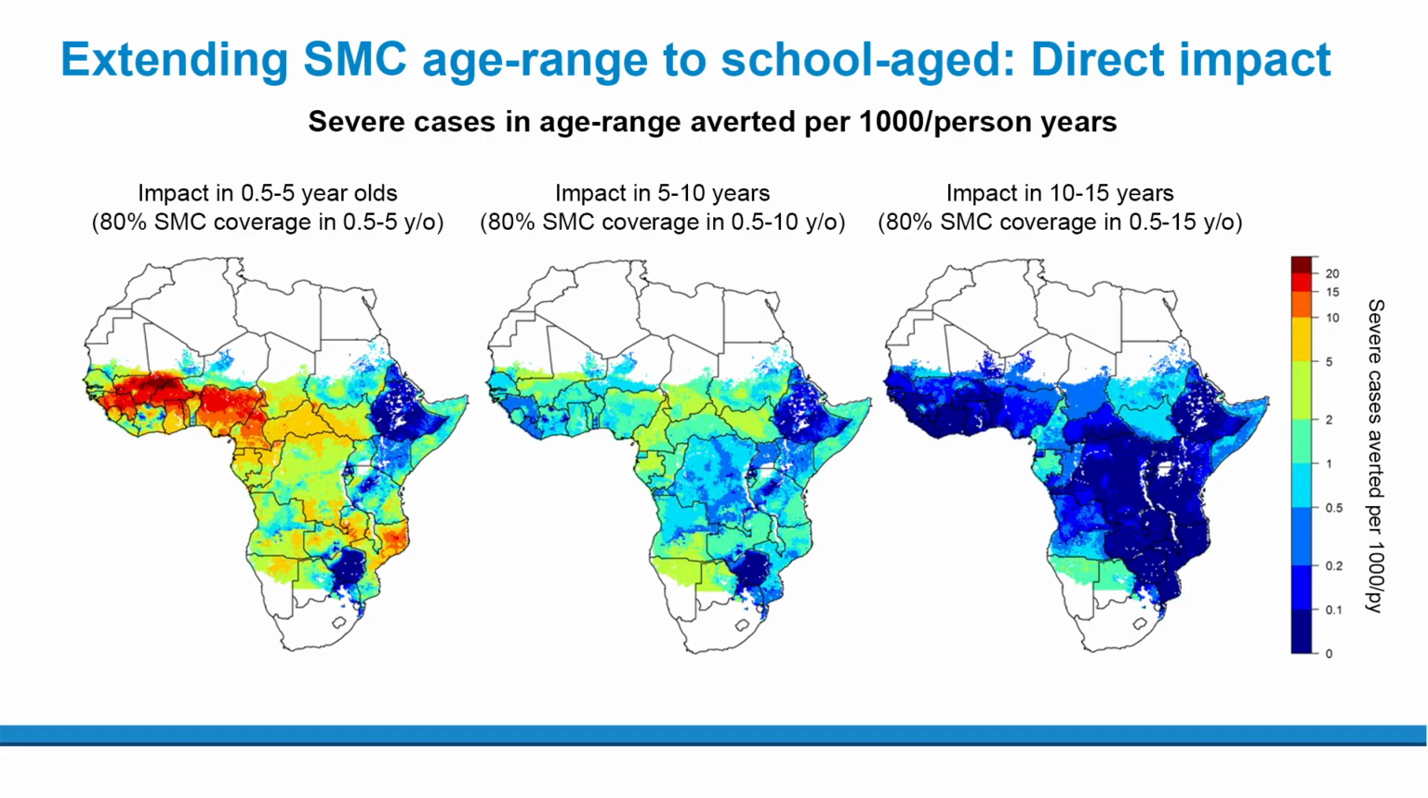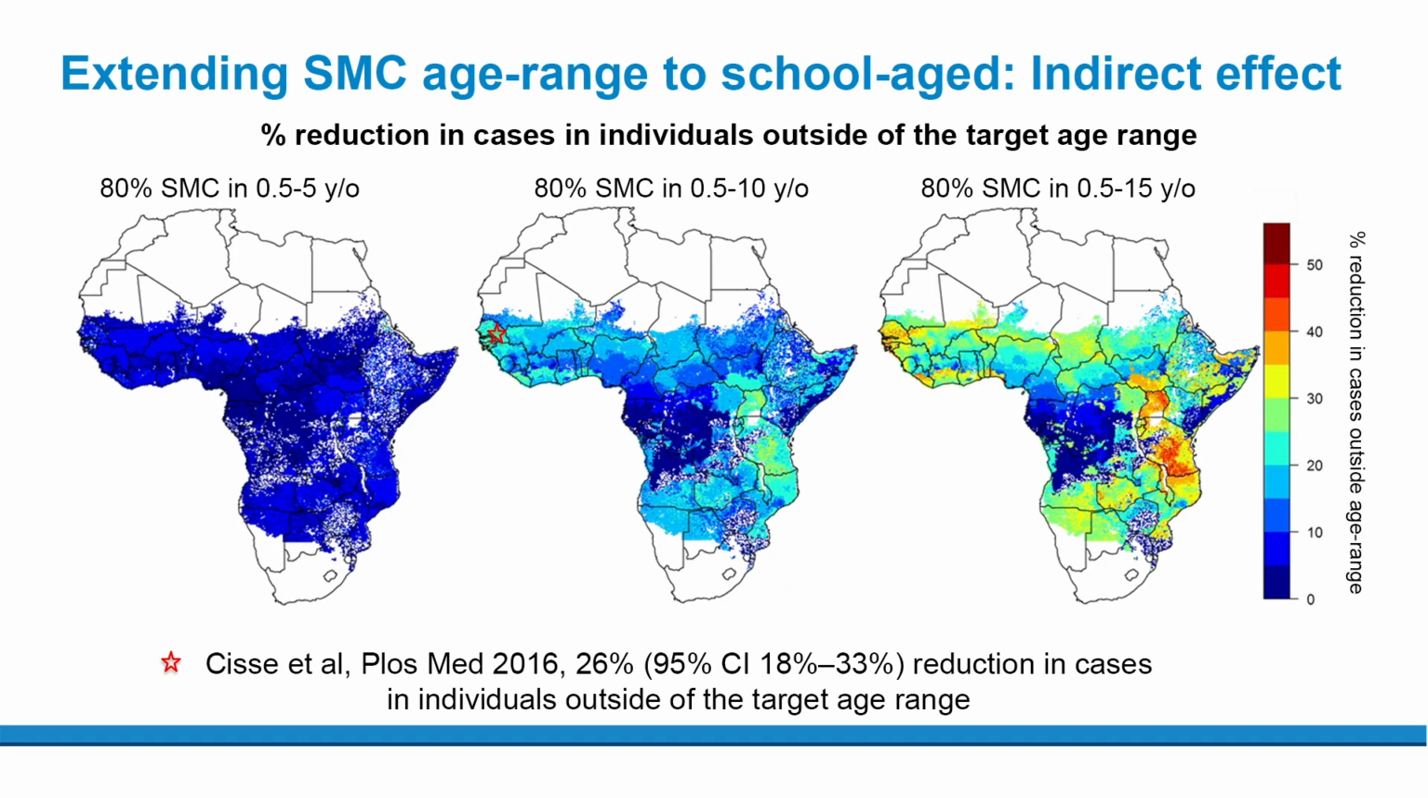Okay, so that's the direct impact, but the good thing with the model is you can then look at the people who didn't receive the intervention and ask, what was the indirect effect? What reduction did it have? Now, for under 5s, because under 5s are a very small proportion of the transmission reservoir, we're probably overestimating them, if anything.